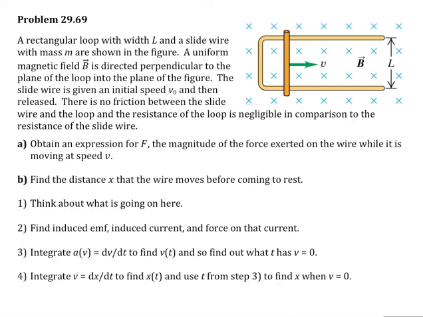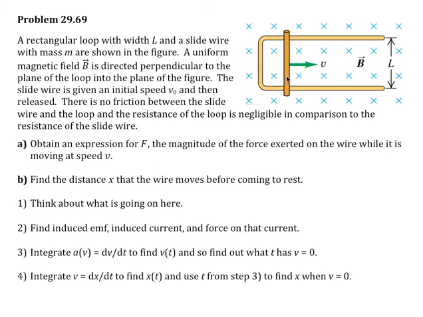Here's a problem that uses forces to find speeds and distances and things. What you have is a wire that the textbook calls a slide wire, a wire that slides along this U-shaped metal rail. The wire has length L, mass M, resistance R, which I forgot to write here, and there is a uniform magnetic field pointing into the plane. So everywhere in this picture is a magnetic field pointing into the plane.